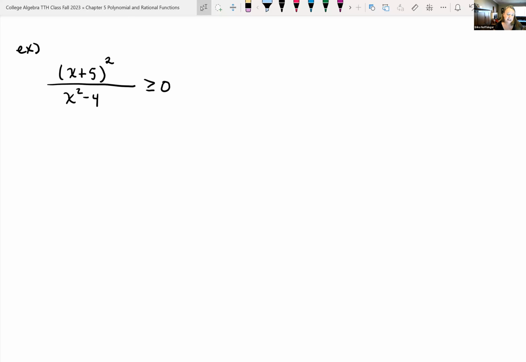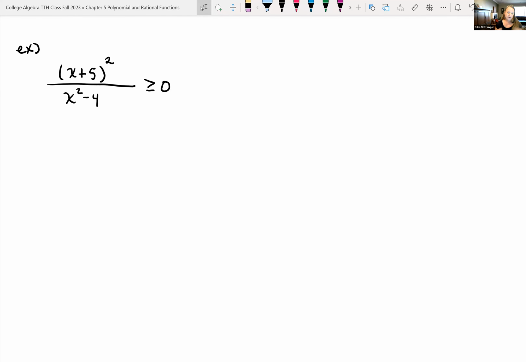So looking at one more example, and this is a rational function inequality. We have x plus 5, that quantity squared, in the numerator, and that is all over the quantity x squared minus 4, which is in the denominator. That rational function is greater than or equal to 0. So the first step was to get everything to one side of the inequality, already done. The next step, if it was rational, to rewrite it as a single fraction, it's already done.